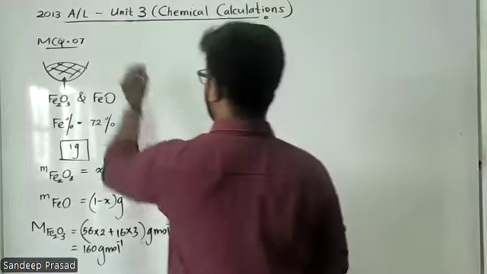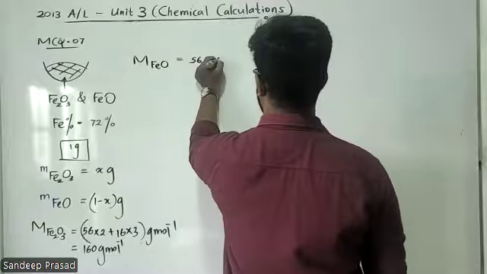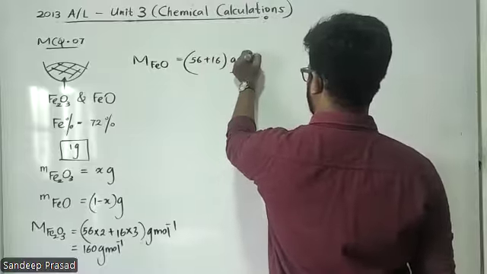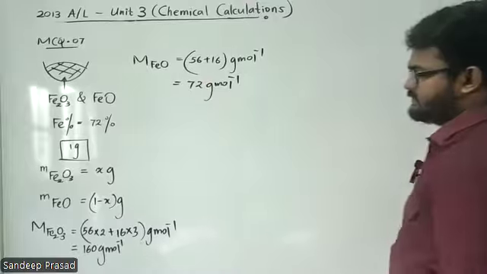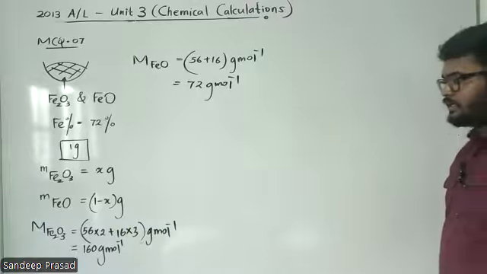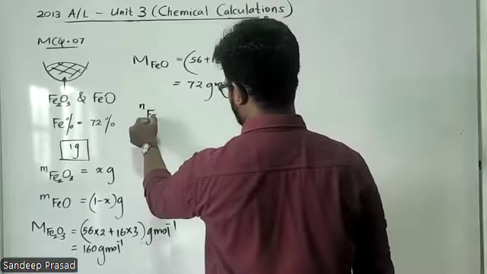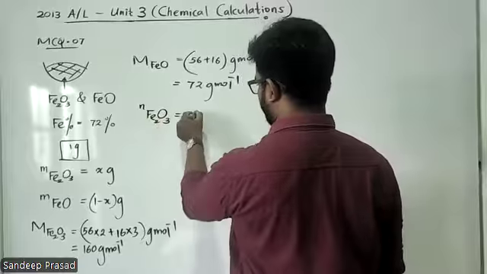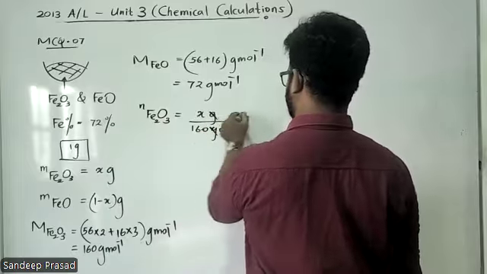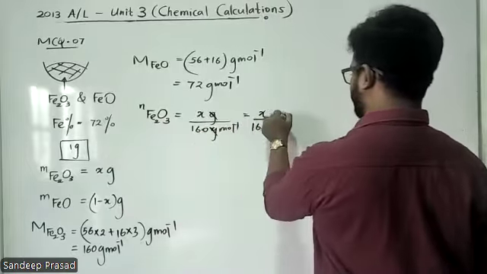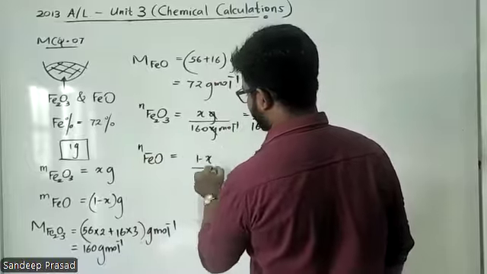And what is the molar mass of FeO? Ferrous oxide, 56 plus 16 grams per mole, so it is 72 grams per mole. This is the molar mass of ferrous oxide. Right. Then students, what is the number of moles of Fe2O3? Mass divided by molar mass, x grams divided by 160 grams per mole. So it gives x over 160 moles. What is the number of moles of ferrous oxide? 1 minus x divided by 72.